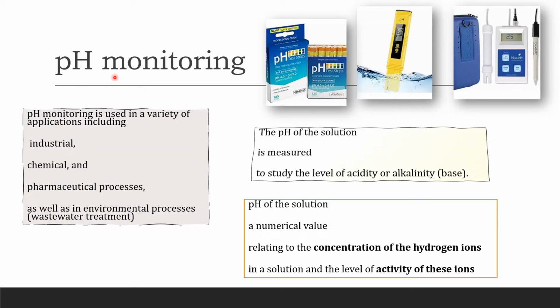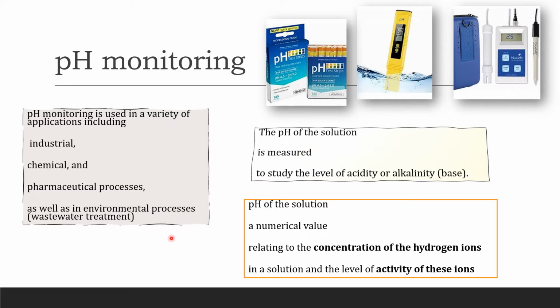The second method is pH monitoring. We use pH monitoring in a variety of applications: industry, chemical and pharmaceutical processes, as well as environmental processes like wastewater treatment. You always have to take the pH of your wastewater plant all the time. There's big maintenance right in there. So people who want to go into a maintenance career, you definitely want to get a job there. It's a boring job, but also an incredibly easy job to get lots of money.